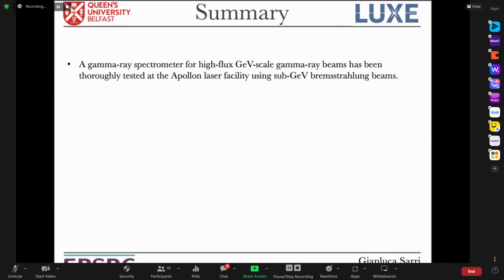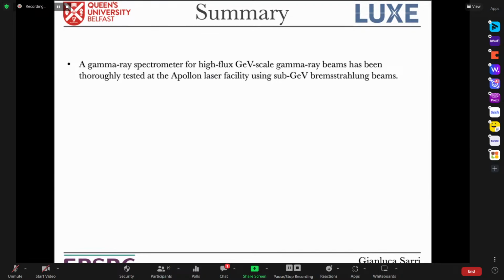So in conclusion, we performed the first experimental tests of a gamma ray spectrometer designed to work at the GeV level and with high flux. And we're using the Apollon laser facility, and we believe this could be a key diagnostic for the next generation of high field QED experiments, because it allows you to resolve the spectrum of inverse Compton scattered photons, which carries a lot of information on the interaction.